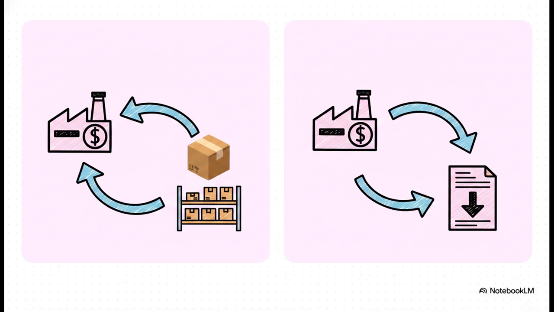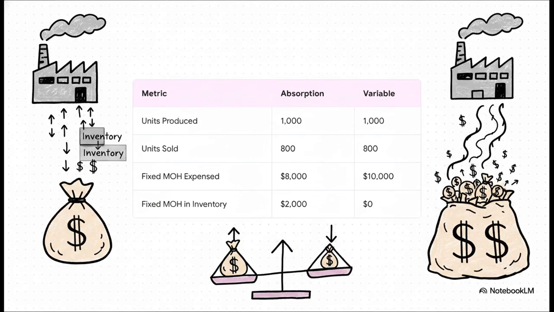Under absorption costing, fixed overhead is treated as a product cost. It gets attached to the inventory. But under variable costing, it's treated as a period cost. It gets expensed right away in the period it happens. This one little difference changes everything. Let's make this real with an example.